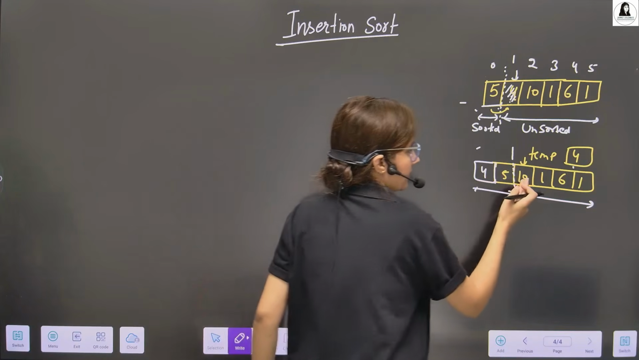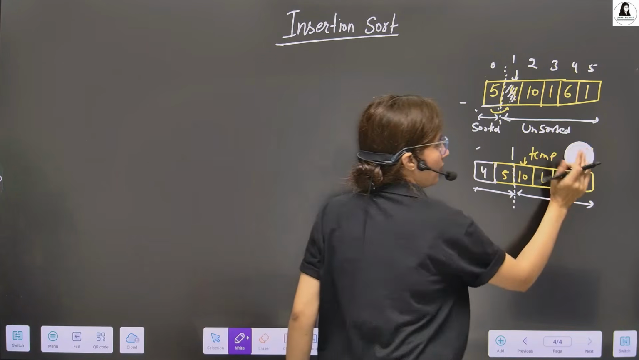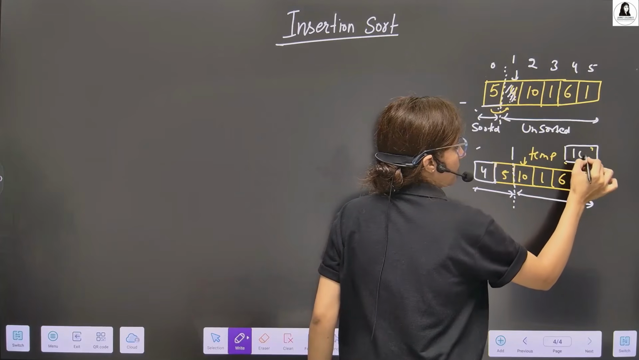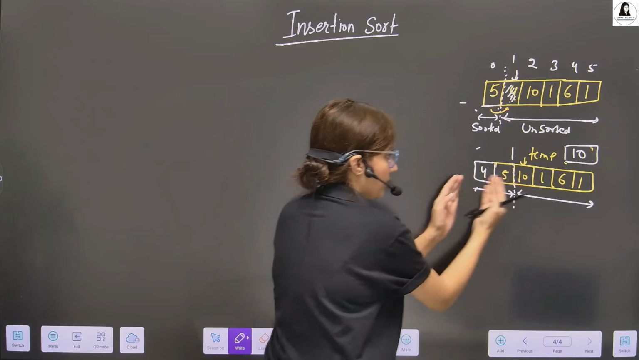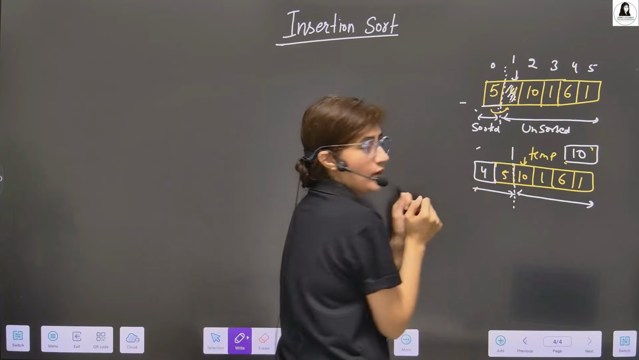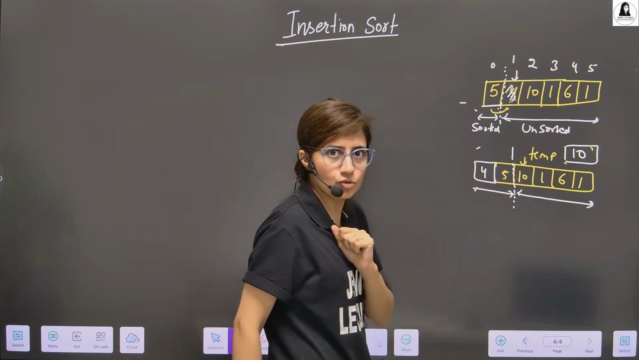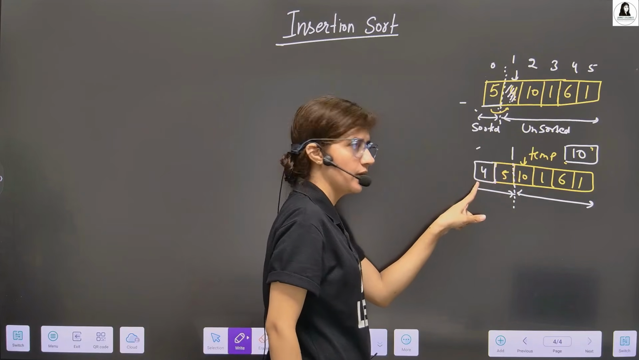Again, now we take 10, one element. So now in temp, I'll store 10. Keep comparing with the previous elements. It's not that now I have 2 elements, so you need to compare 10 with 2 elements almost, maybe in the worst case. So it's not that I'll start from here.